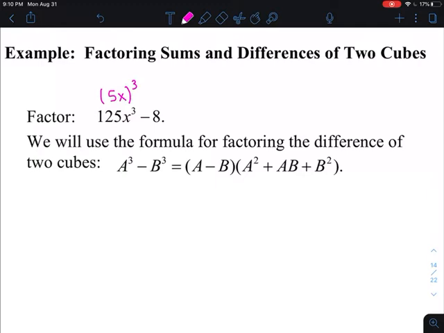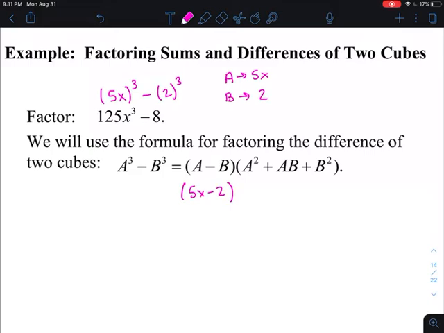5x. Now that minus 8, what number times itself 3 times is 8? Well, that would give us 2 to the third power. 2 times 2 is 4, times 2 is 8. So that means our a value is really going to be 5x and our b value is going to be 2. And we follow the process. This has a subtraction sign between those two factors, which means that for our a minus b, we're going to have 5x minus 2.